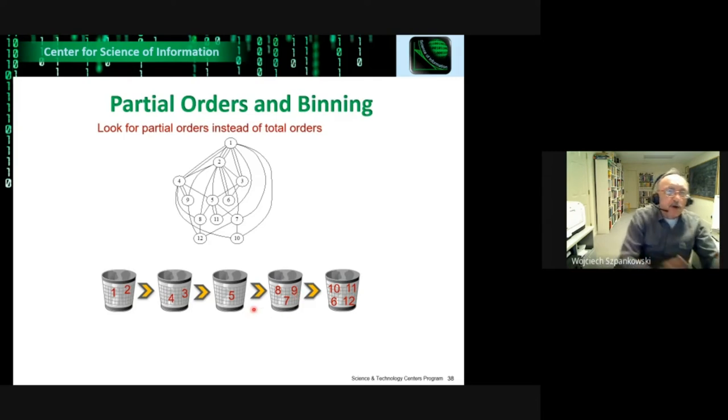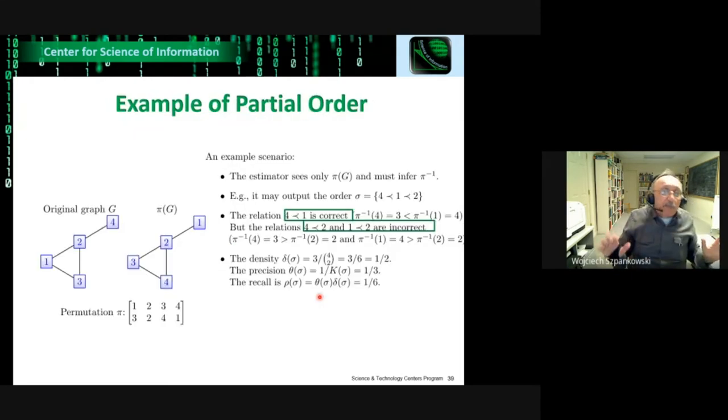So now I'm grouping nodes, and instead of saying for every pair, I say this group of nodes arrived before this one, before this one, before this one, before this one. This is already some information. It's actually a partial order.